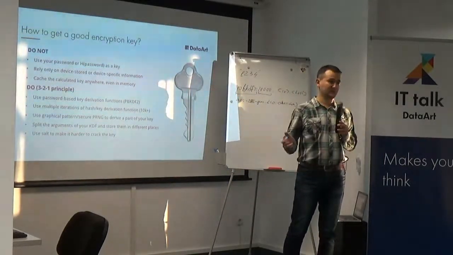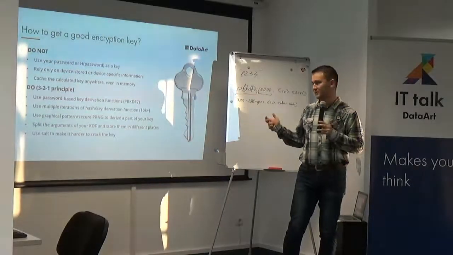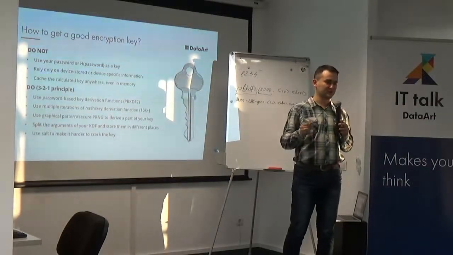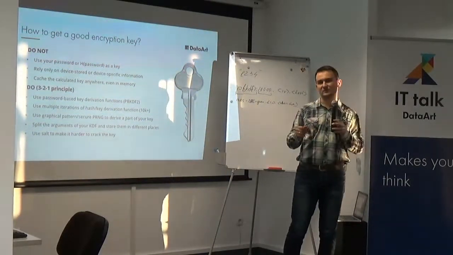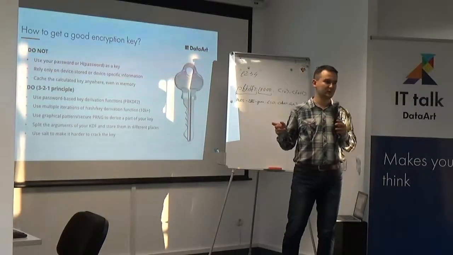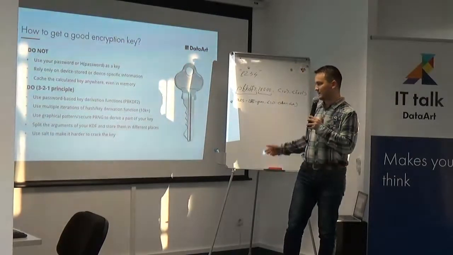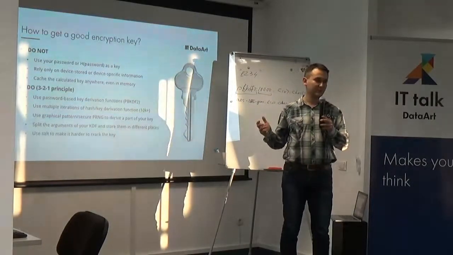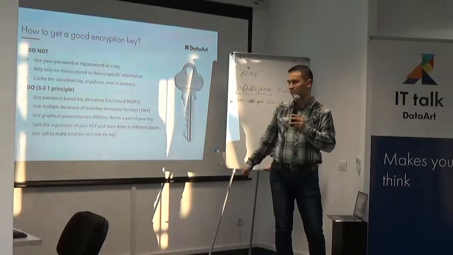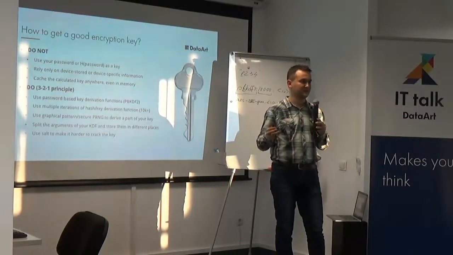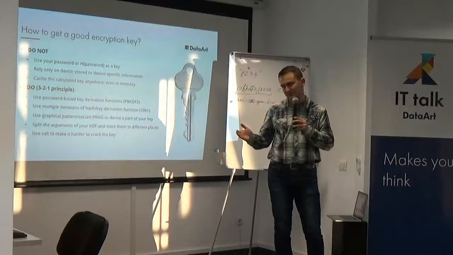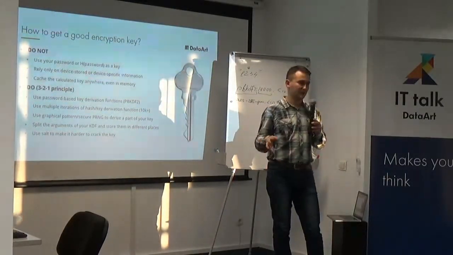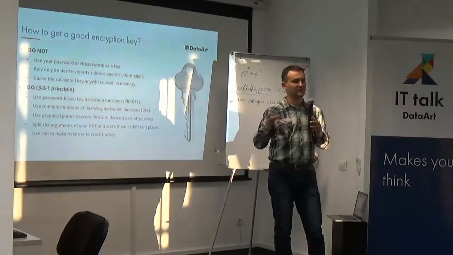It can be stored on the server, on the external media, but not on the device itself. Then you should use as many iterations of the password-based key generation function as possible. User experience says that it's better to use around 10,000 or 20,000 iterations. Then, if you want to have a good passcode, you should use graphic patterns like it is done on Android, or a secure pseudo-random number generator like SecRandomCopyBytes. Then, it is also worth splitting the arguments of your key generation function and storing them in different places.